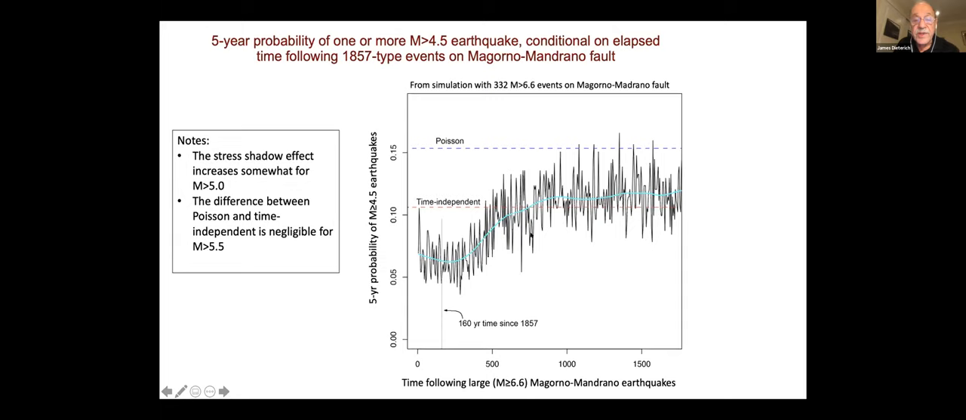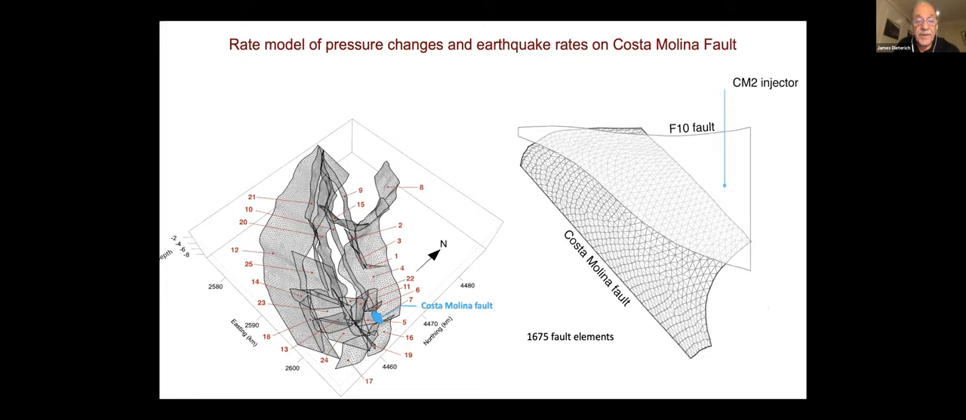We think it's valid, but we're not sure. Okay, so now a little bit about the rate model for this injection here. This is the rate model representation of the fault that we used. And this shows a second fault.